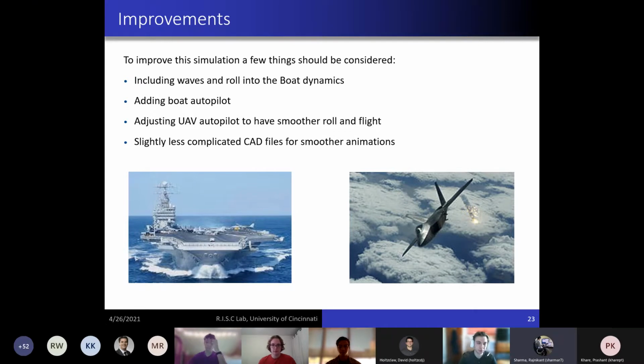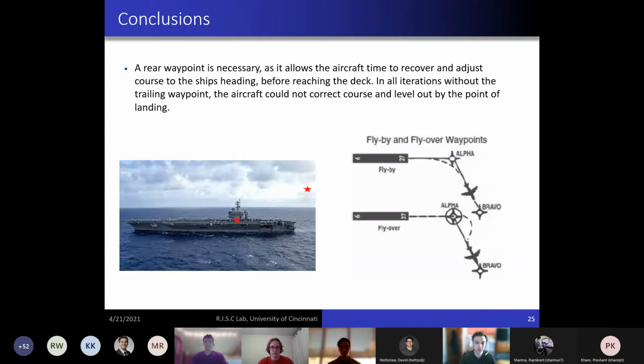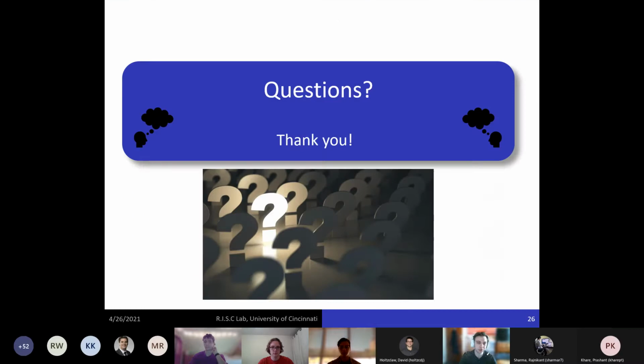Yeah, I can briefly just say this. We briefly wanted to add those dynamics and add the autopilot to it. And then in conclusion, we believe that it's a lot easier for it to land with the same initial course angle. We noticed a little bit of wing dipping like the first group talked about on a different initial course angle. We found that a rear waypoint is necessary because the plane can't make the banking turn. It needs to go to somewhere behind it first.